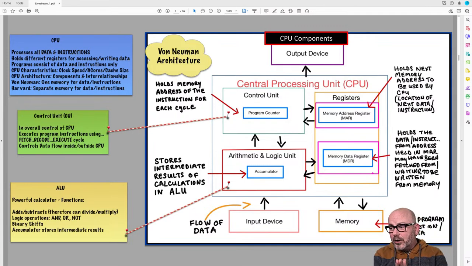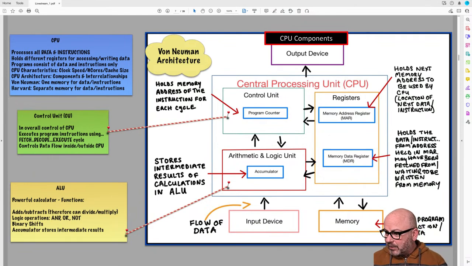So in terms of the memory address register, it holds the next memory address to be used. But don't forget, the next memory address is where it is, because it's an address, like your home address. It's a location. So it's simply holding where the next thing that needs to be used is going to be held, okay? The location of the next data instruction. And then the memory data register, this one down here, holds the actual data or instructions from the address held in the MAR, okay?